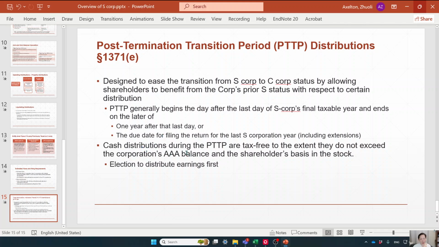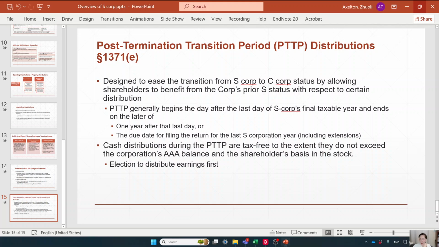So cash distributions during the PTTP are tax-free to the extent they do not exceed the corporation's AAA balance and the shareholders' basis in the stock. And also the shareholder has an option to elect to distribute earnings first, rather than enjoy the benefit of the tax-free distribution, depending on their circumstances.